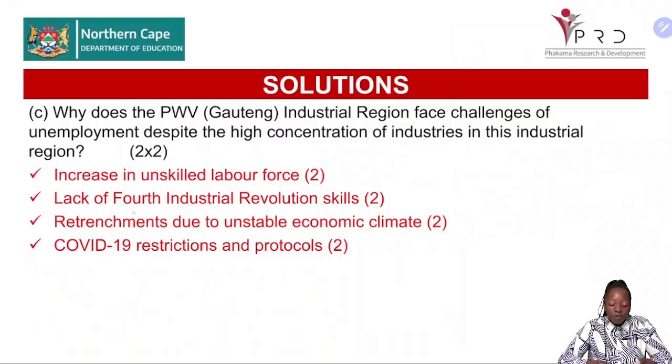Then we're looking at the lack of the fourth industrial revolution skills. So right now it is year 2025 and the technology has advanced in so many ways. So if we attract people who are older or who are lacking these fourth industrial revolution skills, they will not be given work because they will not be able to operate those machines. Then we're looking at the retrenchments due to the unstable economic climate and also the COVID-19 restrictions as well as the protocols. You'll remember that during the COVID-19 times, the main industries were closed because we were supposed to be in our homes, so therefore they couldn't open.